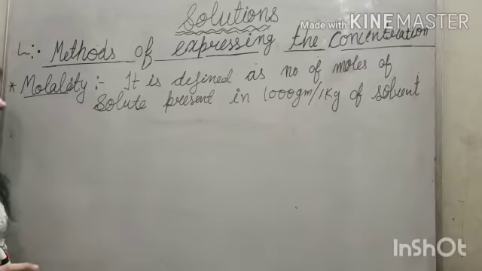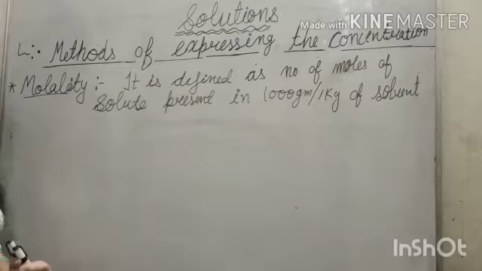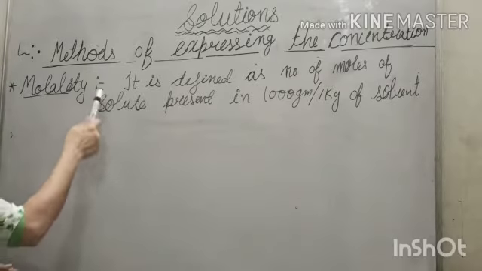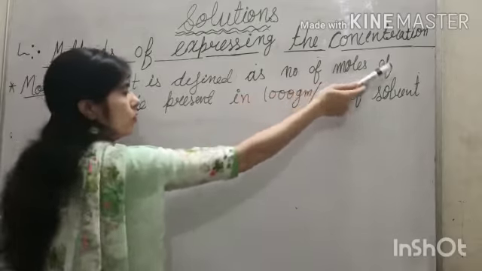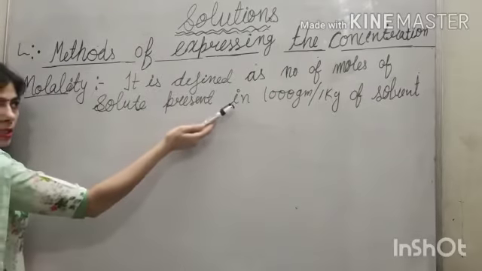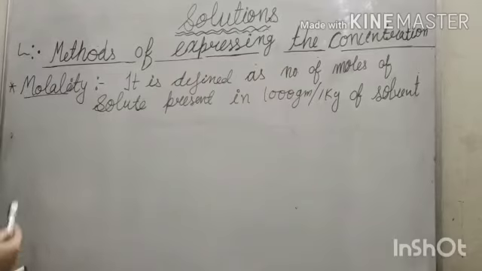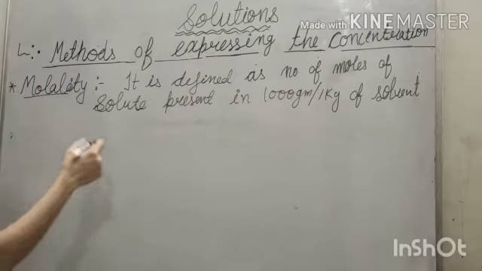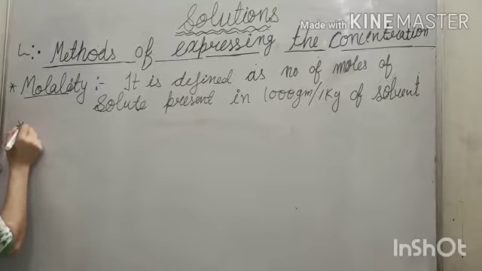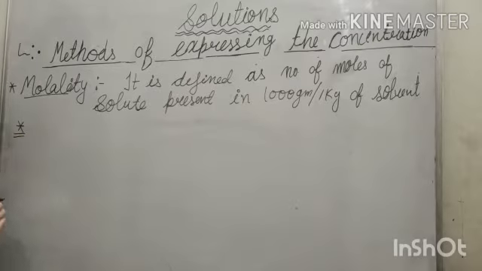Expressing the concentration, that is molality. Molality is another method of expressing the concentration in terms of solvent, or we can say how much amount of a solute is present in a given solvent. So, molality is defined as the number of moles of solute present in 1 kg of a solvent. And molality is denoted by small m.